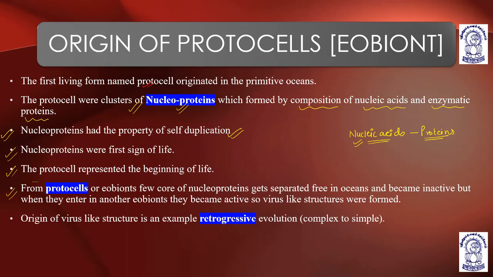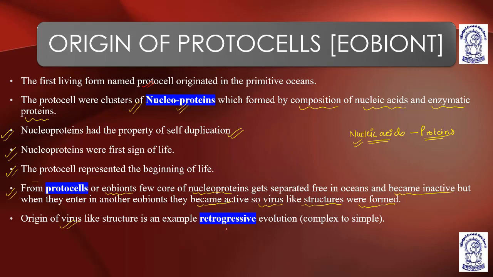From protocells or eubionts, a few cores of nucleoproteins get detached and separated, set free in the oceans, and become inactive. But when they enter another eubiont, they become active again. So virus-like structures were formed. This basically can be a sign of viral transformation.